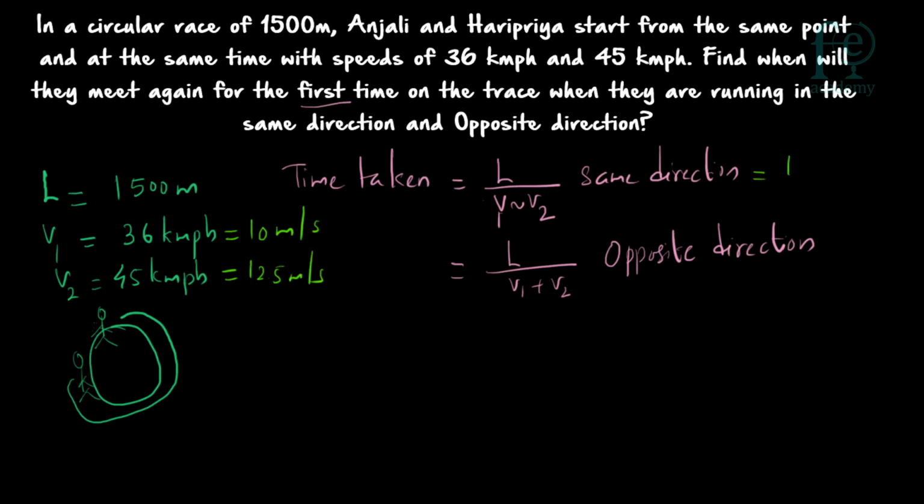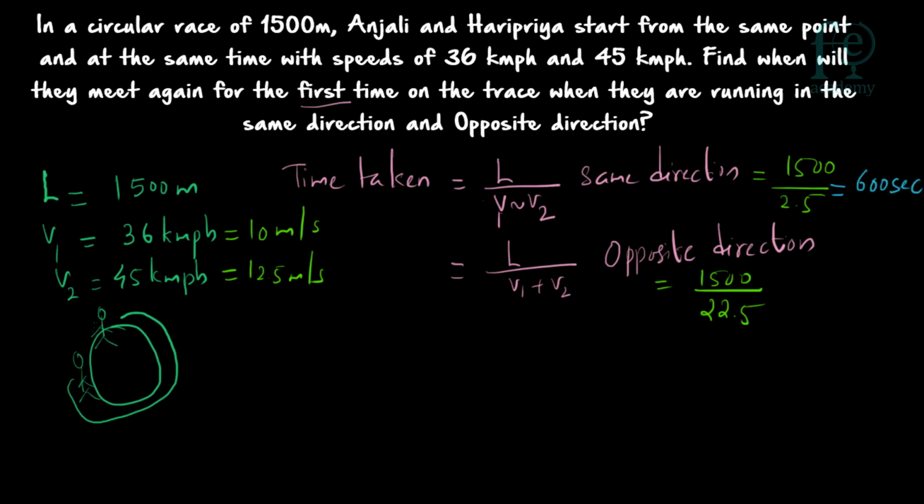So in the first case it will be 1500 divided by the difference between 12.5 and 10, which is 2.5, and for the opposite direction 1500 divided by the sum of 10 and 12.5, which is equal to 22.5. So what is our final answer? The time taken to meet when Anjali and Haripriya are running in the same direction will be 1500 divided by 2.5, which is 600 seconds.